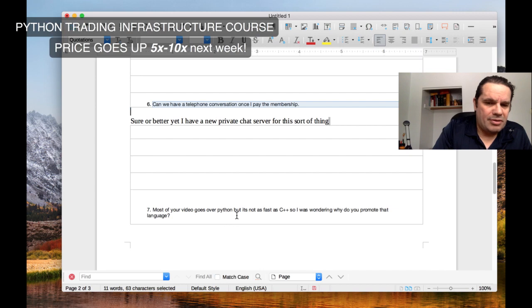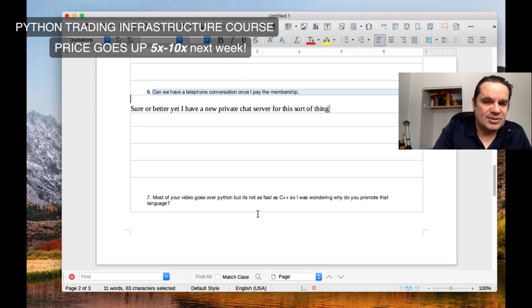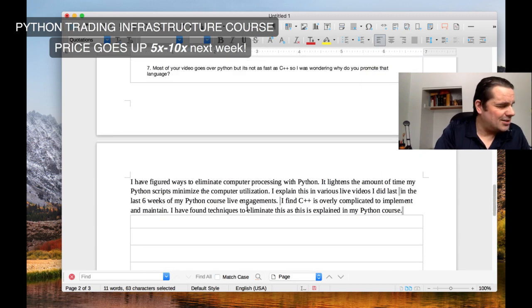Most of it goes over Python, but it's not as fast as C++. I'm wondering, why do you promote that language? So this is my response, and I'll further explain this. I figure out ways to eliminate computer processing with Python. It lightens the amount of time my Python scripts take and minimizes computer utilization.